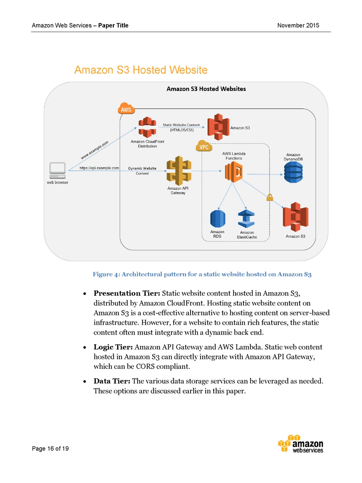Presentation tier: static website content hosted in Amazon S3, distributed by Amazon CloudFront. Hosting static website content on Amazon S3 is a cost-effective alternative to hosting content on server-based infrastructure. However, for a website to contain rich features, the static content often must integrate with a dynamic backend. Logic tier: Amazon API Gateway and AWS Lambda. Static web content hosted in Amazon S3 can directly integrate with Amazon API Gateway, which can be CORS compliant. Data tier: the various data storage services can be leveraged as needed. These options are discussed earlier in this paper.